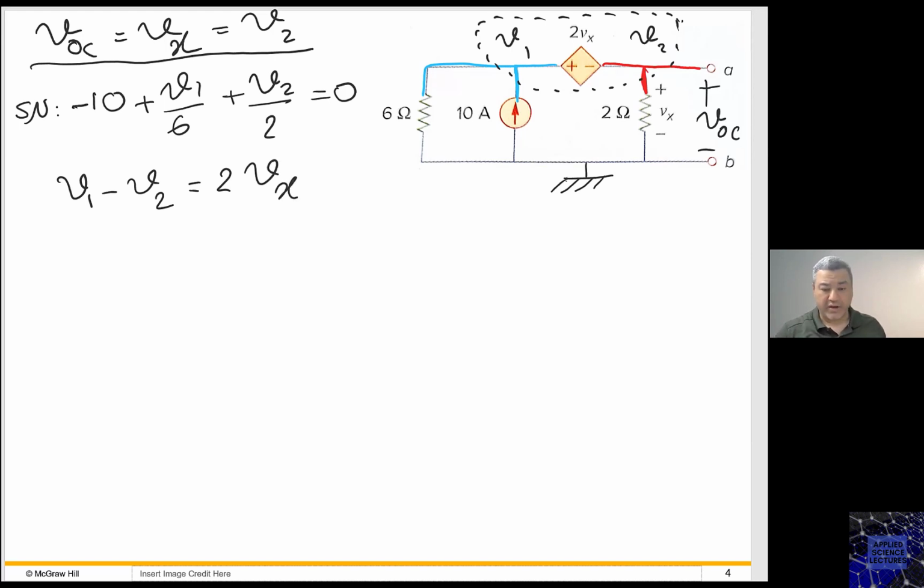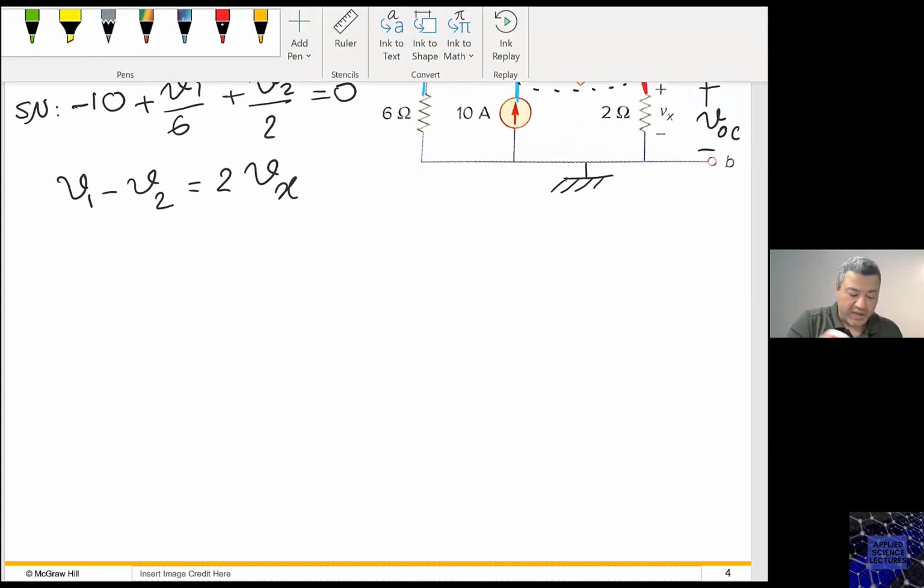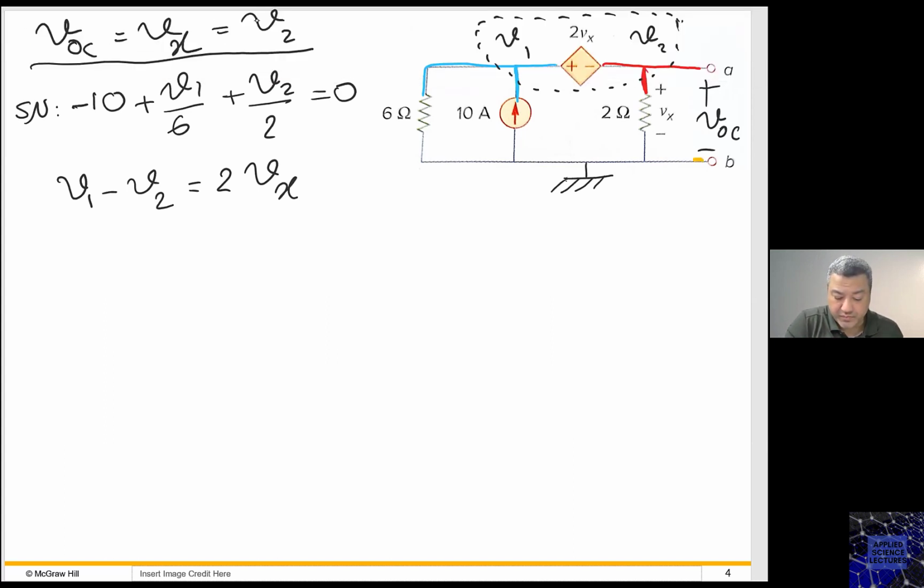Right? Sure. Yes, go ahead. You're saying these two nodes form a supernode. That's correct. Notice that the voltage source here is sitting between two nodes where neither is the reference, right? Where's the reference node? That's the reference node. This is the one that is 0 volt.